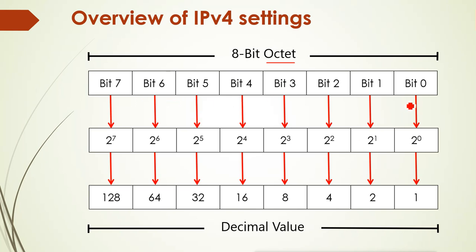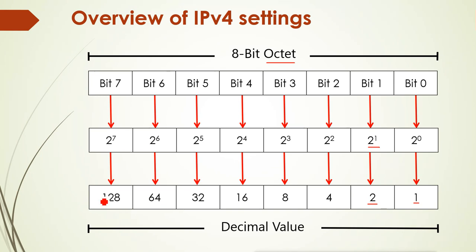Where are these decimal values coming from? They come from powers of 2. When you raise 2 to the power of 0, you get 1. That is why the first bit value is 1. The second bit value comes from 2 raised to 1, which gives 2. Then so on: 4, 8, 16, 32, 64, 128.